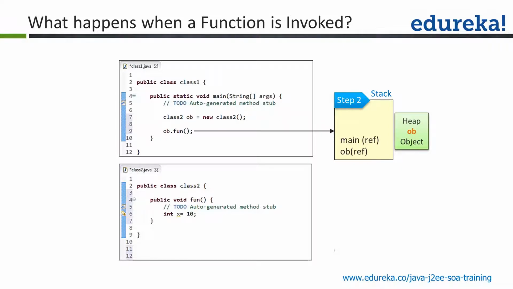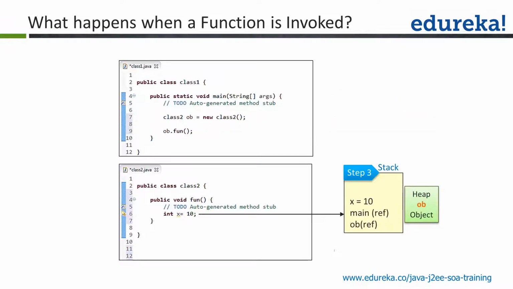Next is when you call the function fun, it means control transfer will happen. So what is meant by control transfer? Control transfer means from the main method, now we need to jump to the function fun. So main will be pushed onto the stack. Thereafter we're going to execute the method fun. The variable declared as 10 is going to be stored in the stack again.